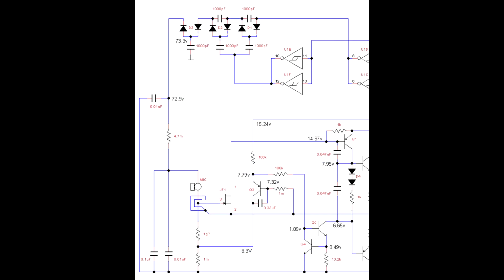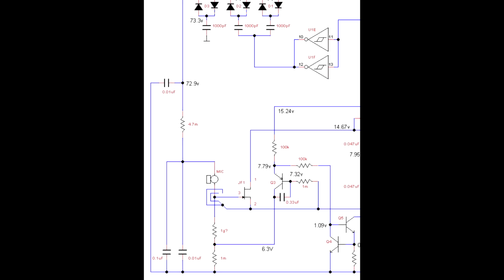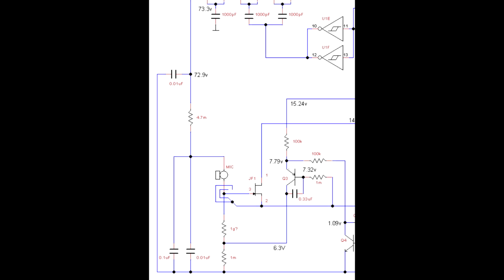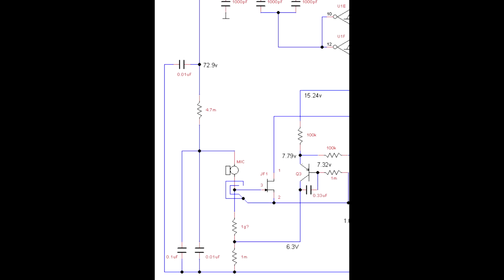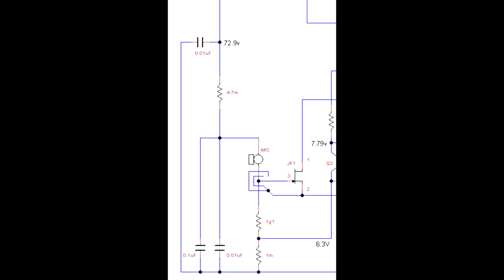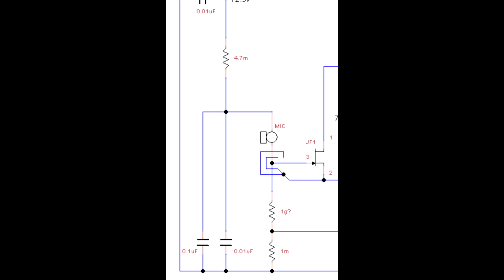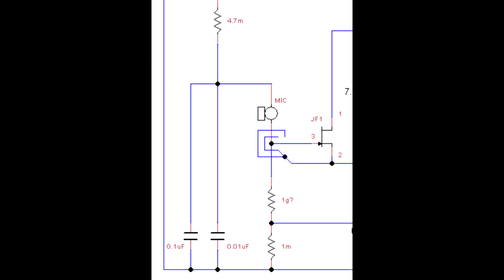So we've generated 73 volts with our DC to DC converter. We want to make sure that it's as clean as possible, that there's no dirt on it from the oscillators and things like that. So the first thing we do is have the 73 volts sitting on a 0.01 microfarad capacitor. And then to clean it up even further, we send it through a 4.7 megohm resistor to 2 capacitors, a 0.1 microfarad capacitor and a 0.01 microfarad capacitor.